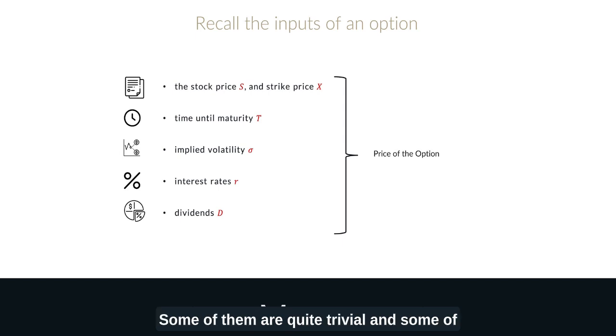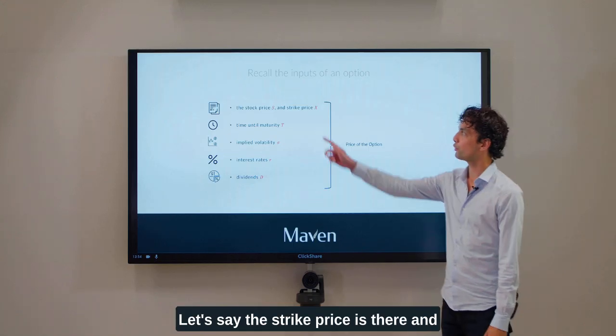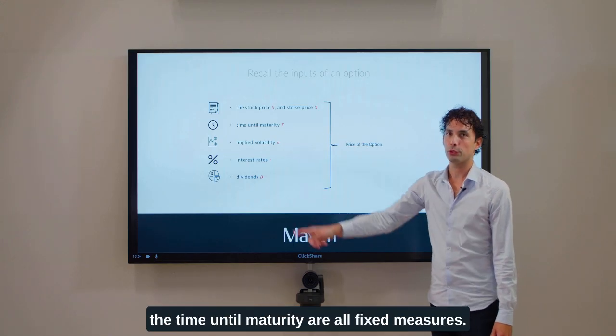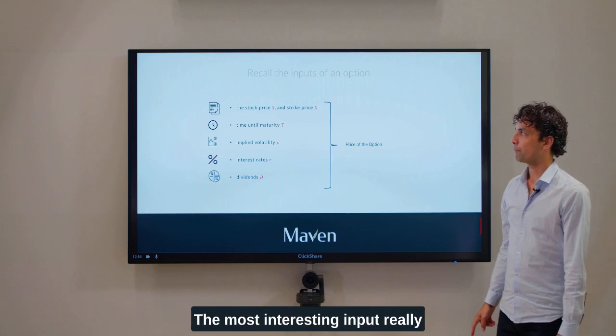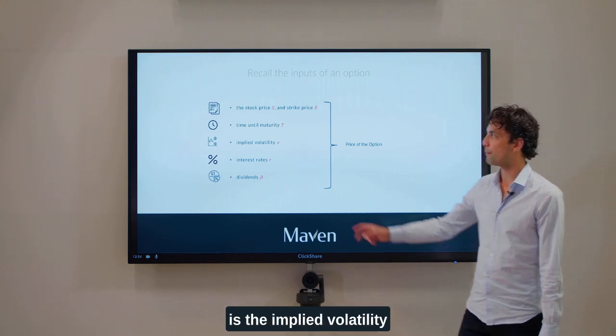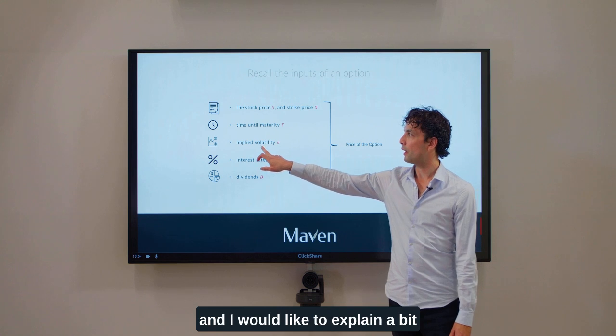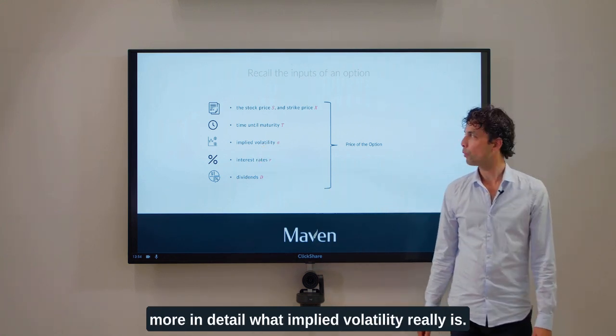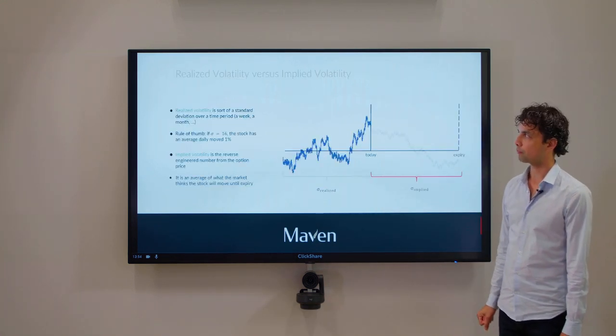Some of them are quite trivial and some of them are just outright a property of the option. Let's say the strike price and the time until maturity are all fixed measures. The most interesting input really is the implied volatility. And I would like to explain a bit more in detail what implied volatility really is.